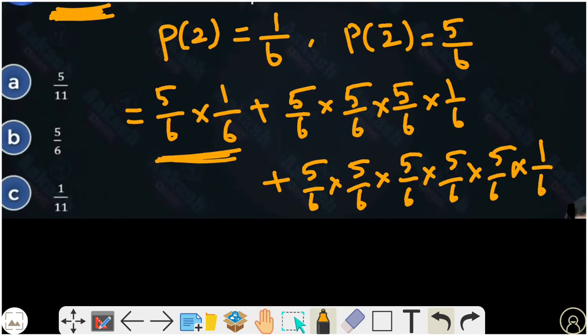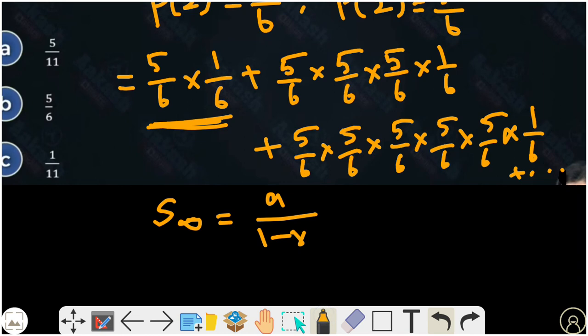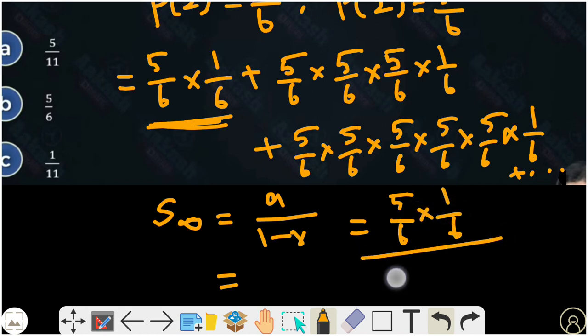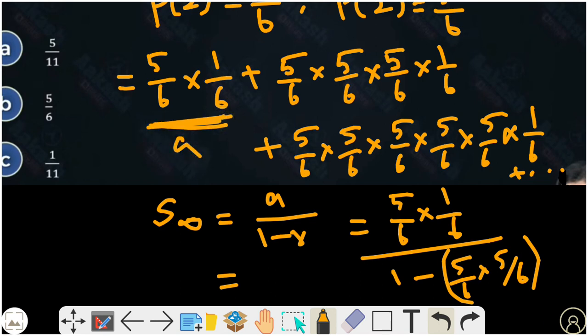So this is a GP, infinite terms of GP. What was the formula? S infinity, which is equal to A divided by 1 minus R, that is the formula. Here what is A? A is the first term, so I can write it here, 5 by 6 into 1 by 6, that is the first term. Here R is 5 by 6 into 5 by 6, that is our R. You can calculate it. This is A and this is your AR, so you have to find R, you will get 5 by 6 into 5 by 6.